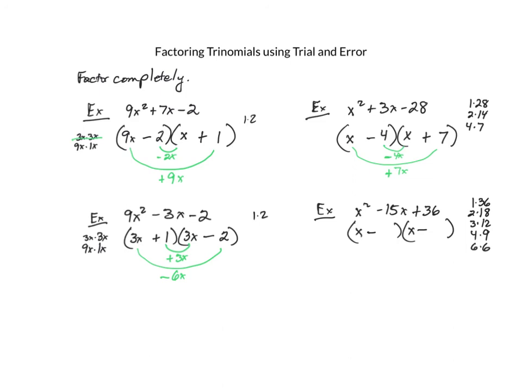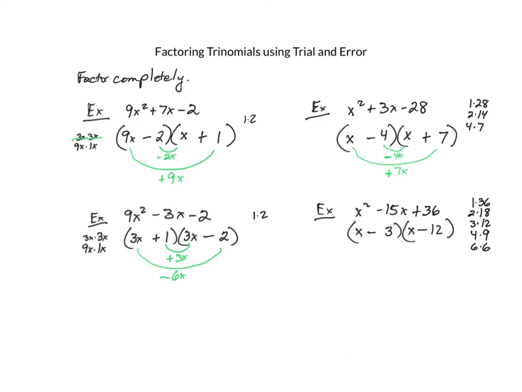So what numbers will give us that negative 15x in the middle? Do you see that it's the 3 and the 12? Notice when you FOIL this out, the negative 12x plus the negative 3x gives you that negative 15x.